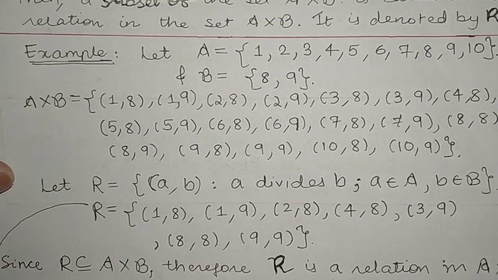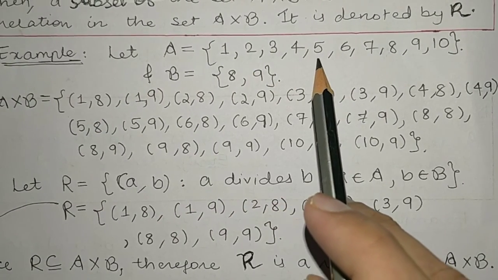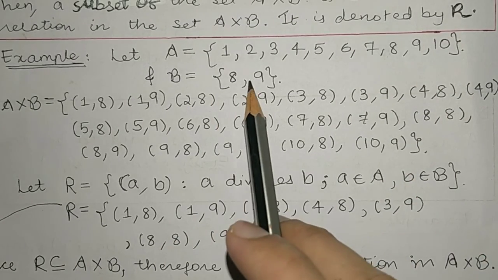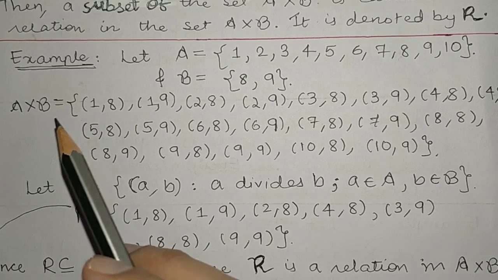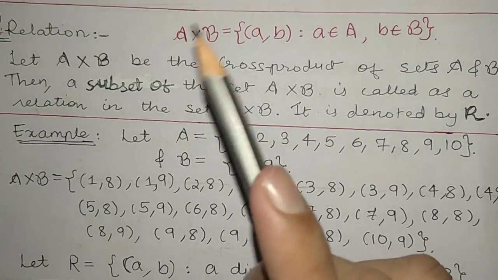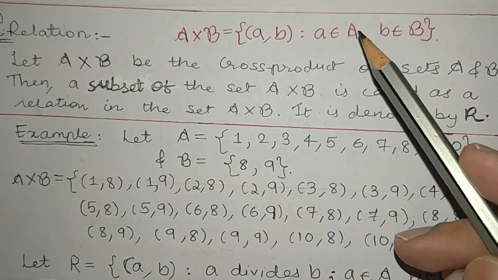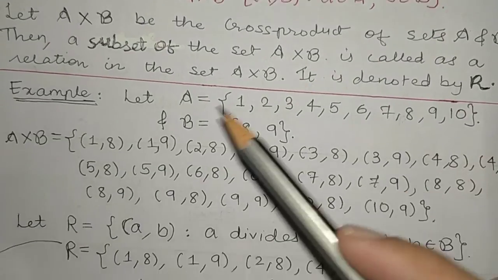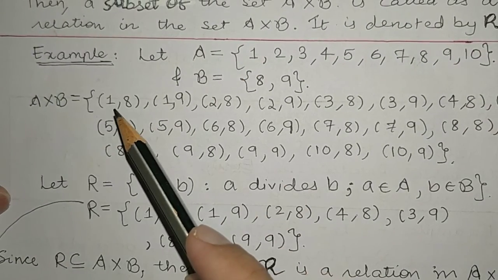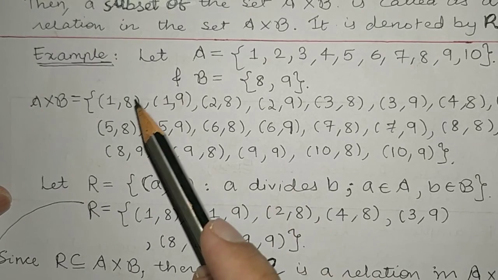Now let us look at an example. Let A be equal to the set {1, 2, 3, 4, 5, 6, 7, 8, 9, 10}, and the set B be equal to {8, 9}. Now you take the cross product A cross B. Cross product A cross B means the elements of the type (a, b) such that a belongs to A and b belongs to B. So here you can see that the elements of A cross B will be of the type (a, b), where a is from the set A and b is from the set B.